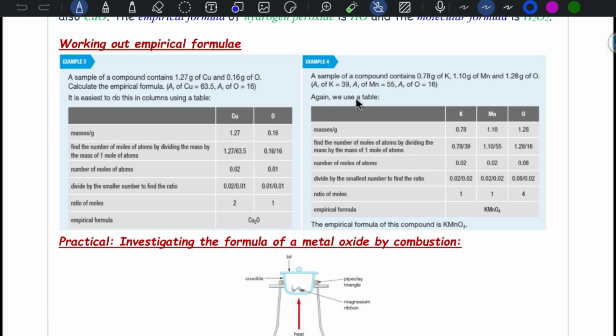When we talk about example 4, a sample of a compound contains 0.78 gram of potassium, 1.10 gram of Mn, and 1.28 gram of oxygen, and Ar is provided. Just write K, Mn, and O, with the mass of each one provided, divide by the Ar of each one, and then divide by the smallest. The smallest one, 0.02, divided by 0.02, all of them gives 1 to 1 to 4. So the empirical formula will be KMnO4.